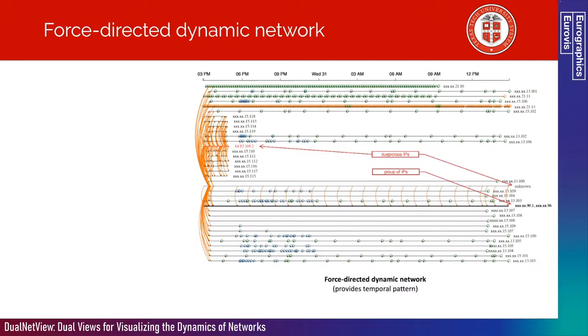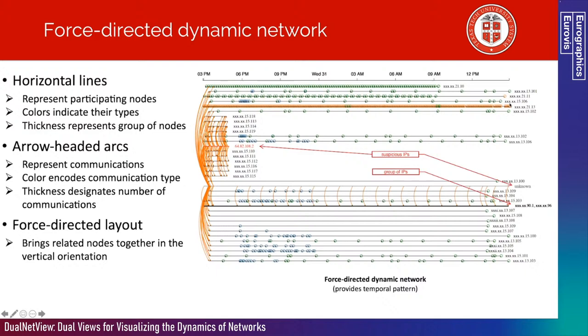The horizontal lines represent participating nodes. Colors indicate their types, just like previously described. Thickness represents a group of nodes. Let's say, for this, it contains a group of nodes with similar communication patterns. The arrow-headed X represent communications among nodes. Color encodes communication types, as described previously as well. Thickness designates the number of communications at a time.